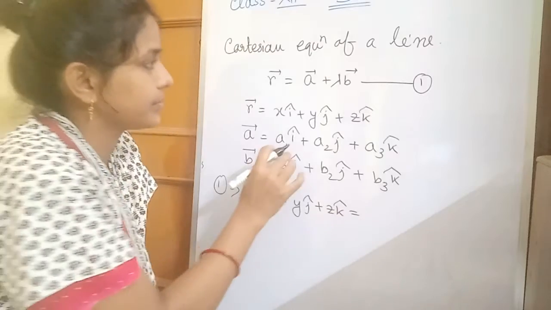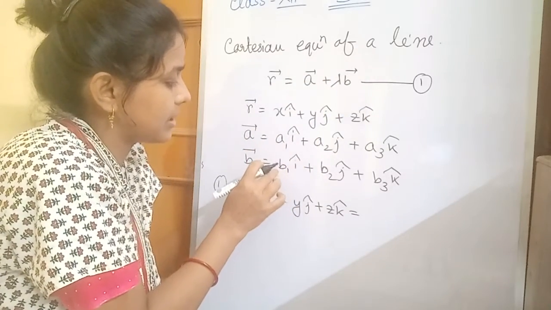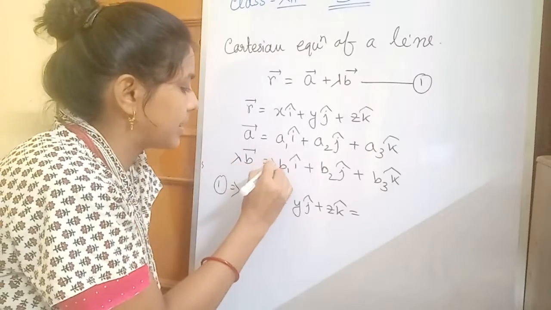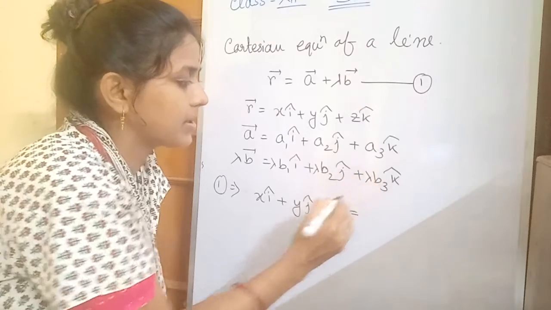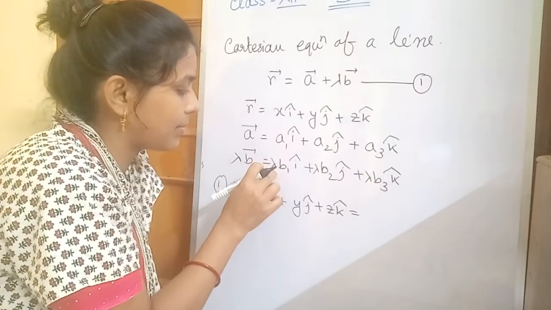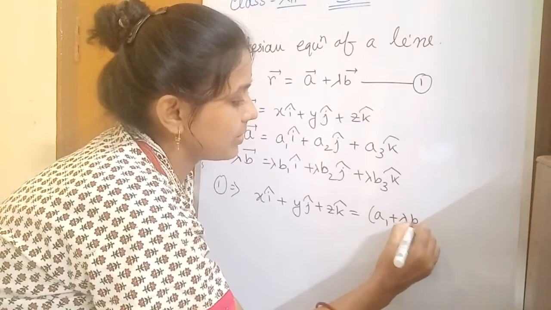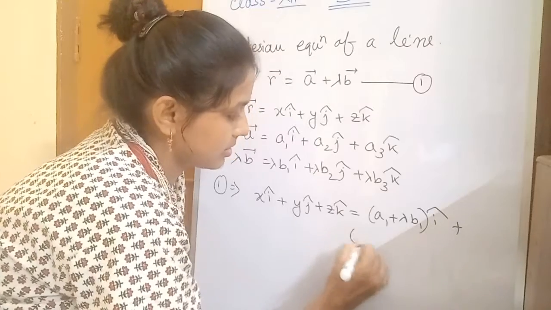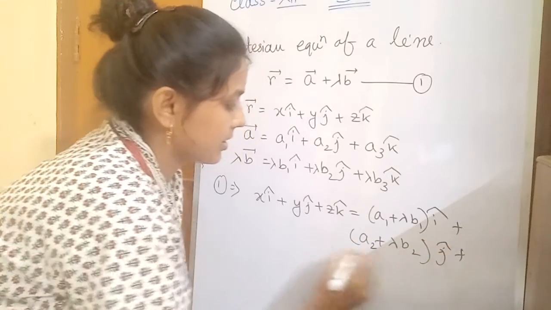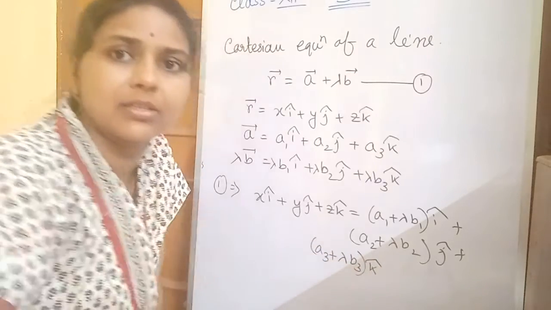It equals the first one plus lambda into the second one. If we multiply lambda here, we get lambda b1, lambda b2, lambda b3. Then we add these two. We get a1 plus lambda b1 into i, plus a2 plus lambda b2 into j, plus a3 plus lambda b3 into k vector. Okay.